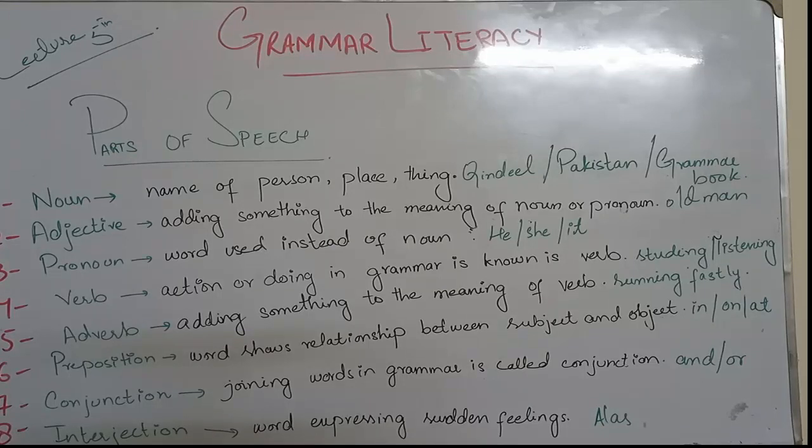So what is the definition of the adjective? A very simple and specific definition of adjective is adding something to the meaning of noun. We are going to add something to the meaning of noun or pronoun. That is called the adjective. When you add something to it, we will definitely discuss it further in detail, and things will become more and more clear. The next one is the pronoun, a word used instead of noun.